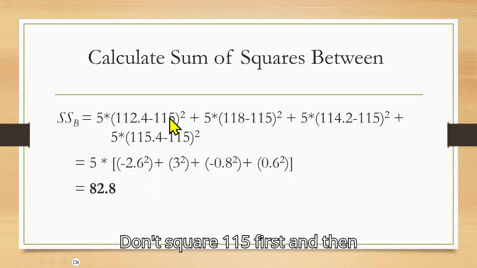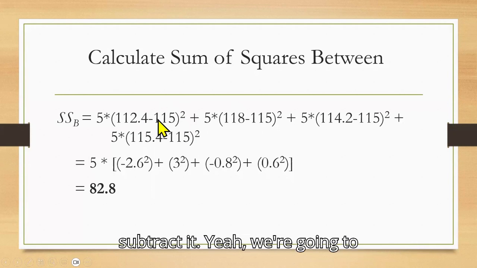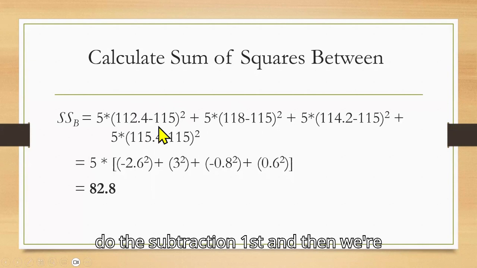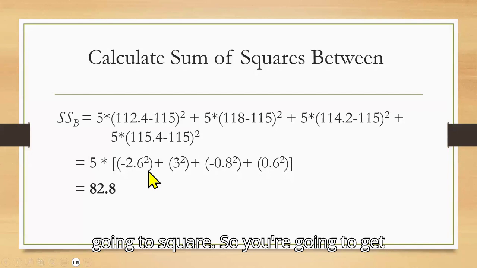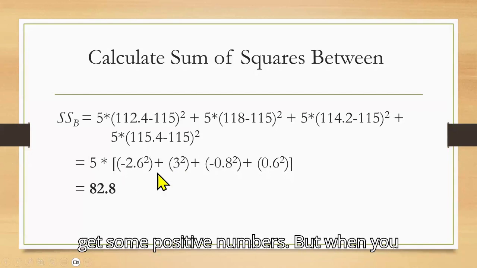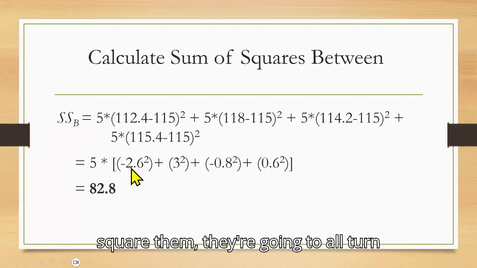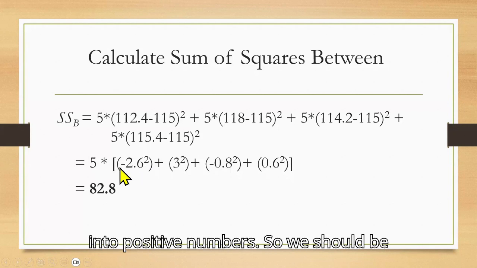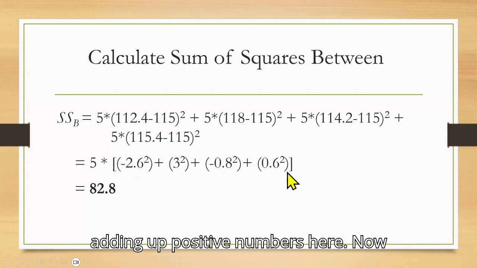All right, don't square 115 first and then subtract it. Yeah, we're going to do the subtraction first, and then we're going to square. So you're going to get some negative numbers, you're going to get some positive numbers, but when you square them, they're going to all turn into positive numbers. So we should be adding up positive numbers here.